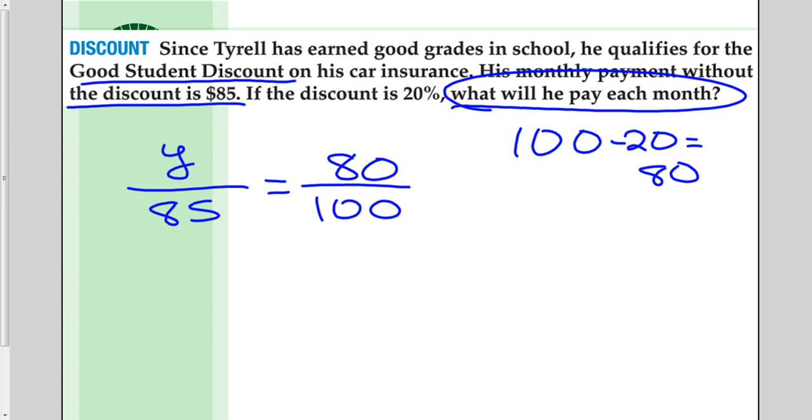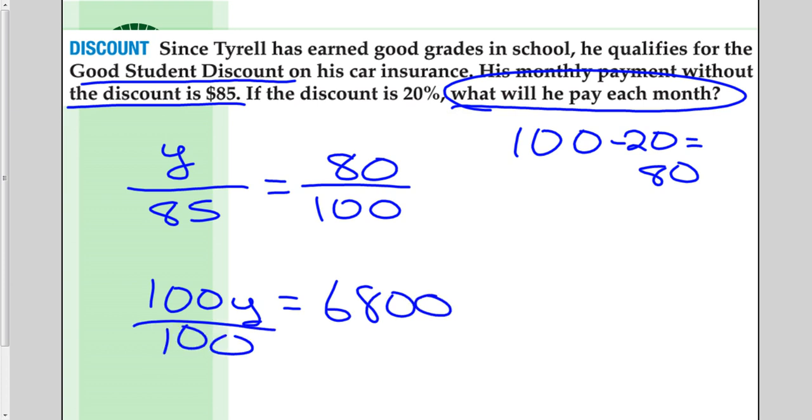Now we're back to our basic proportion. And setting up the problem is really the hardest part of any of these percent changes, percent increase, percent decrease, all of our proportion problems. So we're going to have 100y is equal to 80 times 85, which is 6,800. Yikes. I'm going to divide both sides by 100. I'm going to end up with y is equal to 68.